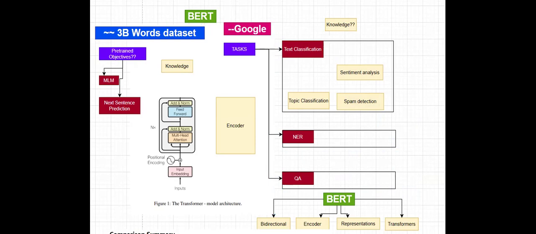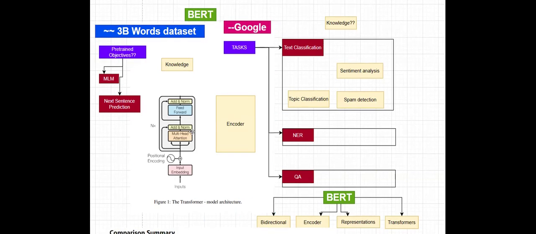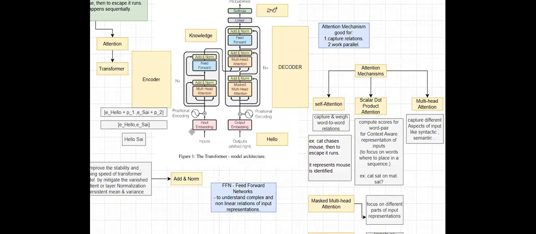So I'm getting only the exact answer, not the interactive answer. If we want an interactive answer, then we need to provide some capabilities to our models. That is the decoder capability that we need to provide.